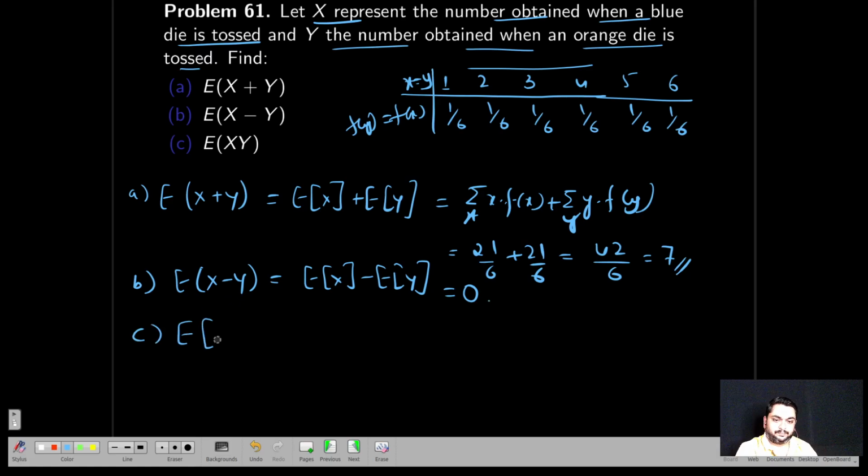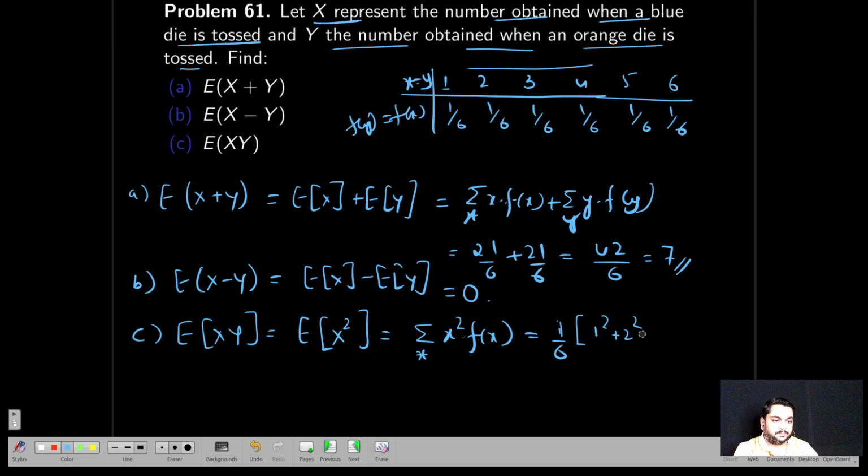Next, E of xy. How will you find E of xy? See, x is equal to y only, no? So it is E of x square or E of y square. So summation of x, x square, f of x. So 1 by 6, then sum all those values. This will be 1 square plus 2 square plus 3 square plus 4 square plus 5 square plus 6 square.